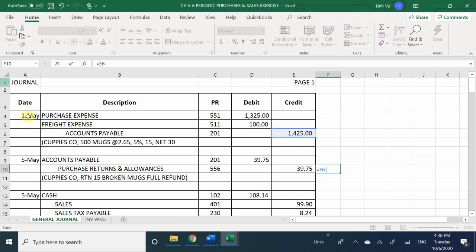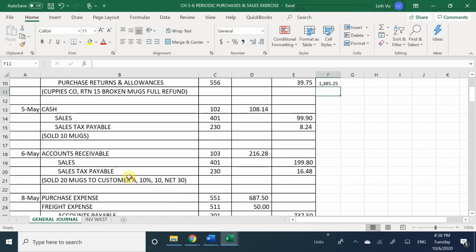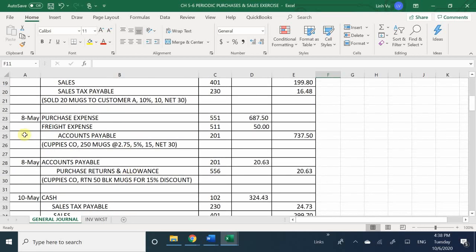$14.25 is our total, but we made a return for $39.75. So that brings our total to $1,385.25. That was our first purchase batch, right? Yep. When was our second purchase batch? On May 8th. May 8th, good.